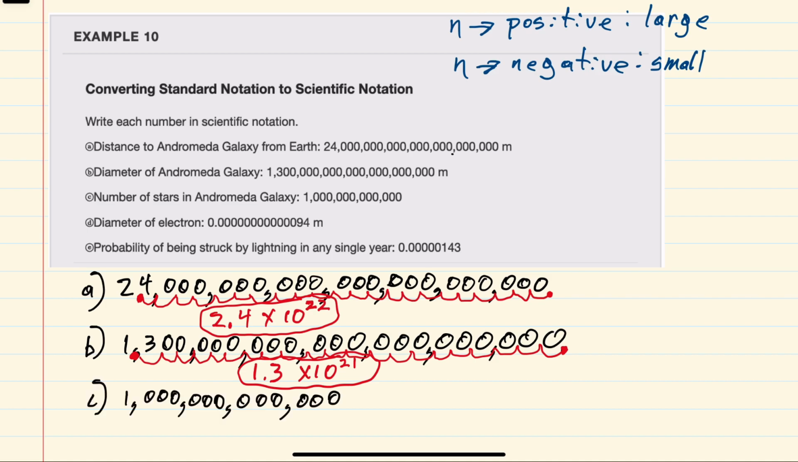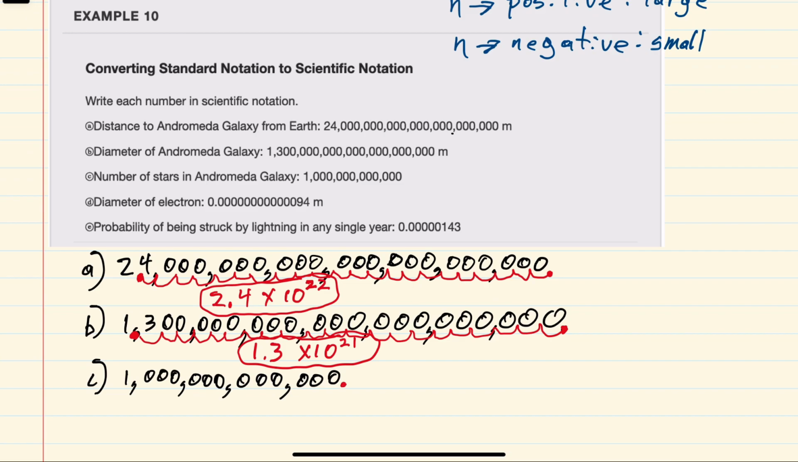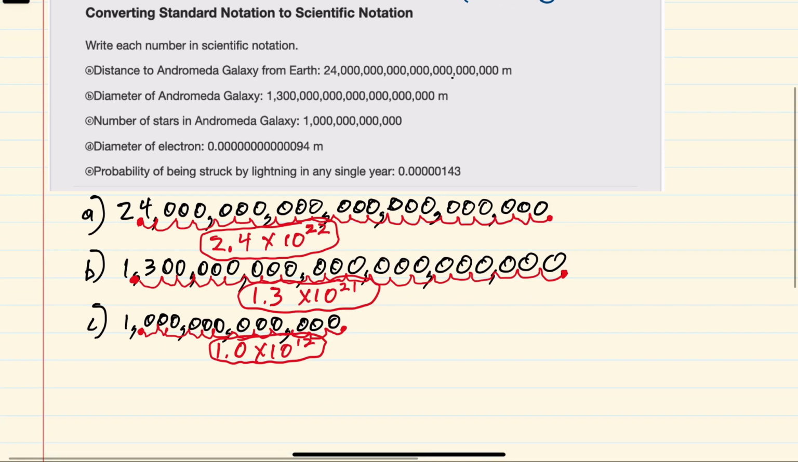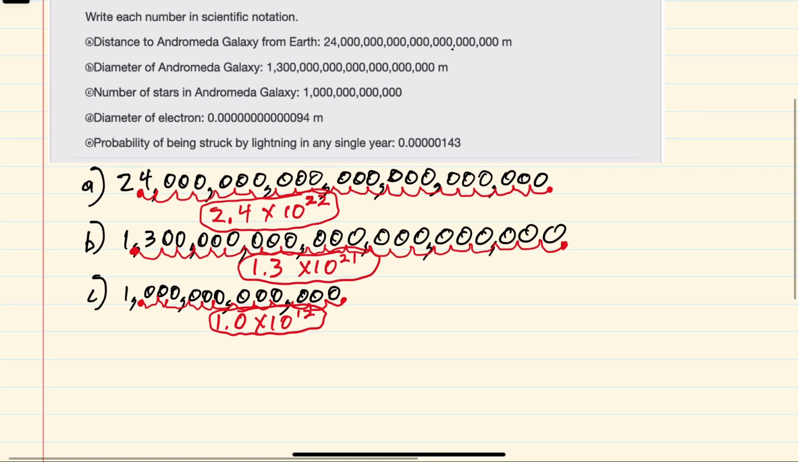In C, we have the number of stars in the Andromeda galaxy. So again, this is a large number. Our decimal is originally here, and we need it to move behind the first non-zero number. So this would be a 1.0 in scientific notation times 10 to the number of places that the decimal had to be moved. And here, that decimal would need to move 12 spaces, a positive 12, because it's a large number. However, in E and F, we are dealing with small numbers.